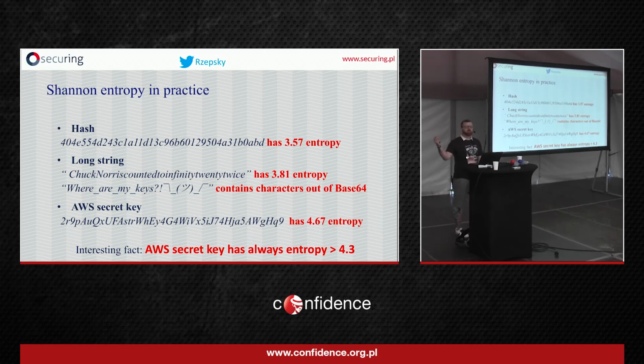And when I was doing those experiments on many AWS secret keys, rotating them and calculating, I found that they always have entropy higher than 4.3.